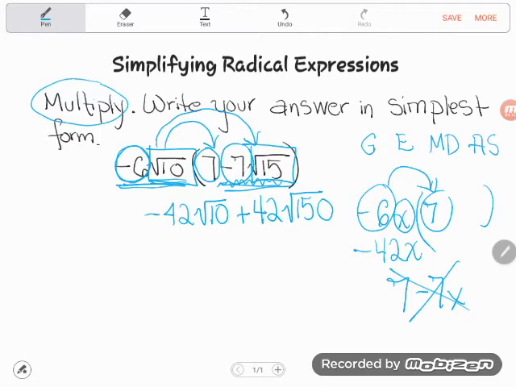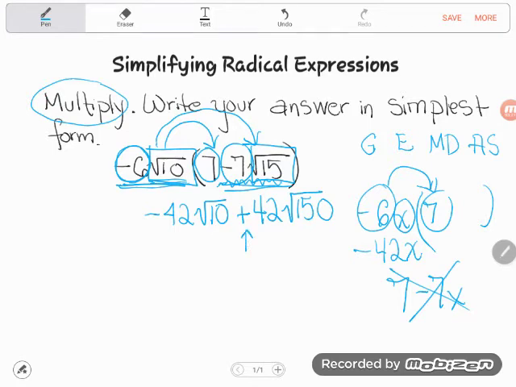Like, yay, I multiplied. But this is why they gave you those kind of duh directions. Notice how it says write your answer in simplest form. Now, don't get fooled here. I can't do this addition here. So that's not how I'm going to make this any simpler.